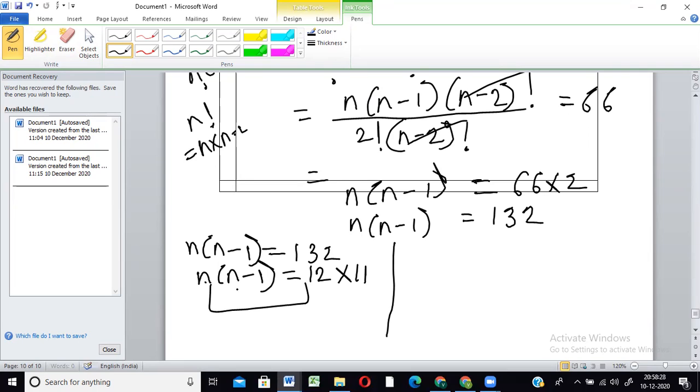This is n, this is n. This number is 1 less than n, and this number is 1 less than 12. Okay, so when you compare the above equation, you get the value of n as 12. That's the easiest way of solving this equation.